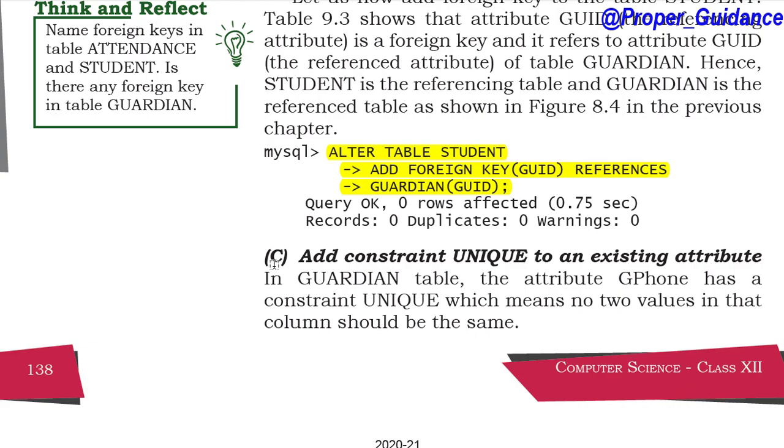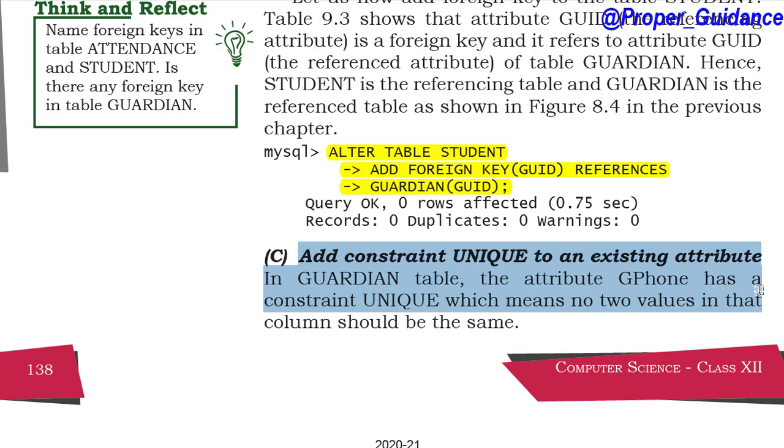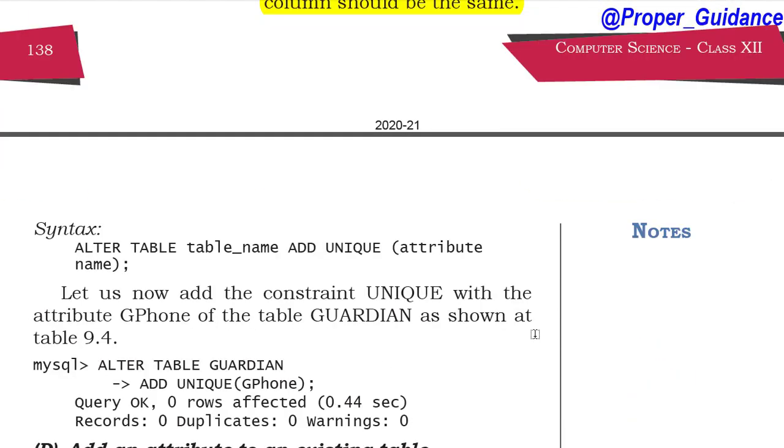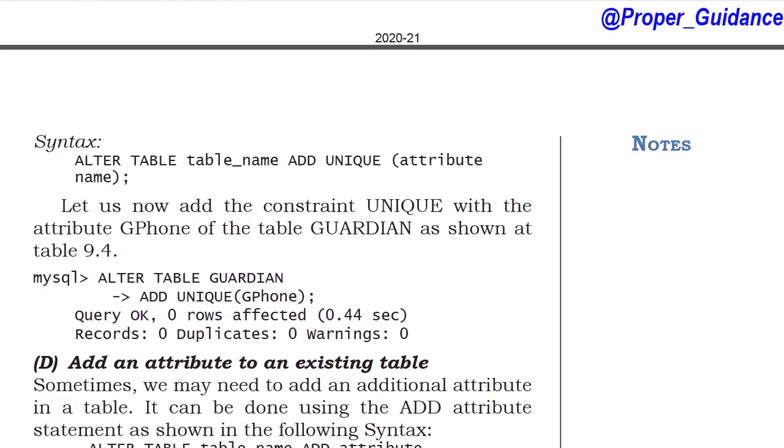Add constraint unique to an existing attribute in guardian table. The attribute gphone has this. Okay. Alter table, table name, and add unique attribute name.